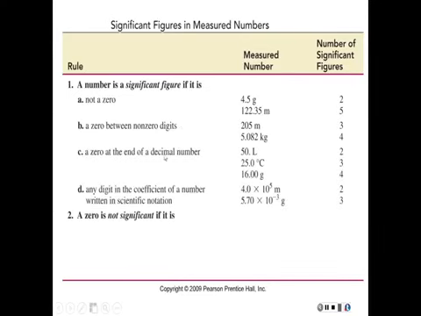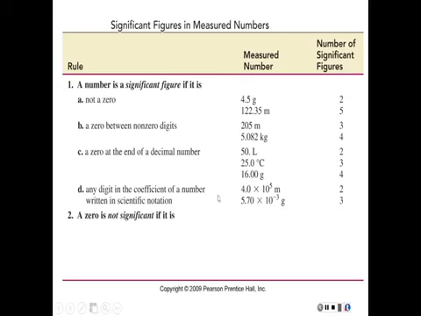A 0 at the end of a decimal. If there's a decimal point in a number, like you see here, those zeros are going to be significant. So here, 50. liters would be 2 significant figures. And what this means is 50, not 51. 25.0, 3 significant figures. This means 25.0, not 25.1. So if you have a decimal point in a number and it has zeros, those zeros will be significant.